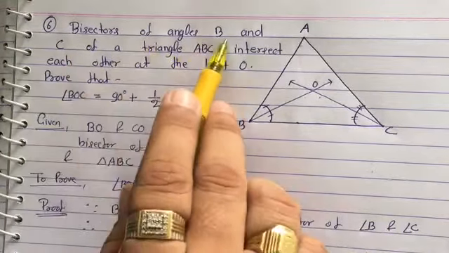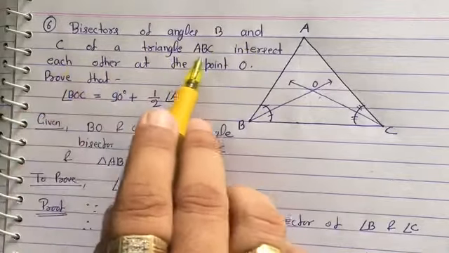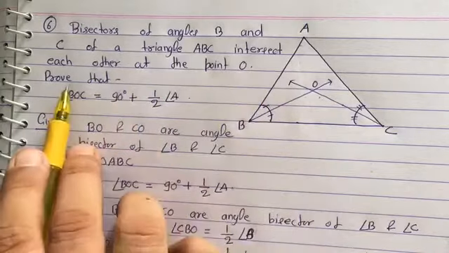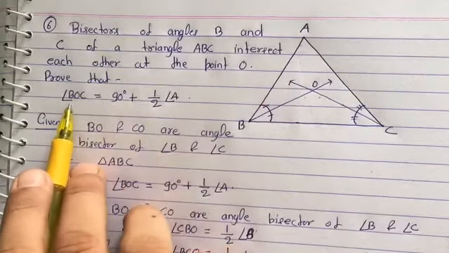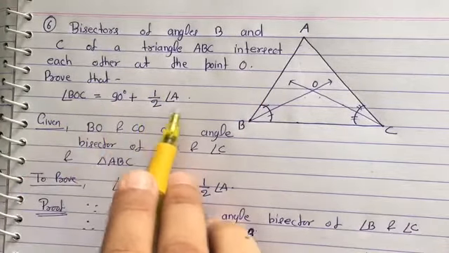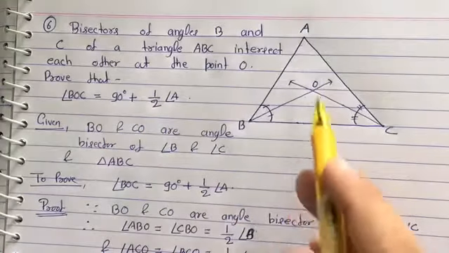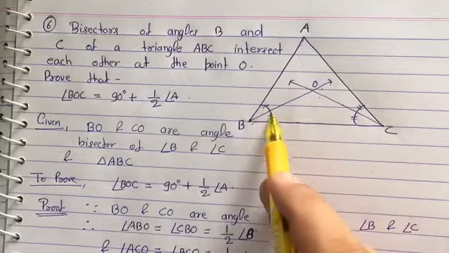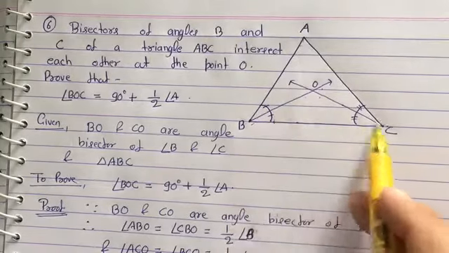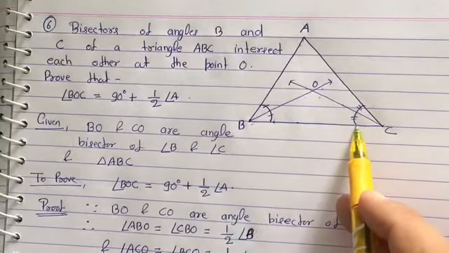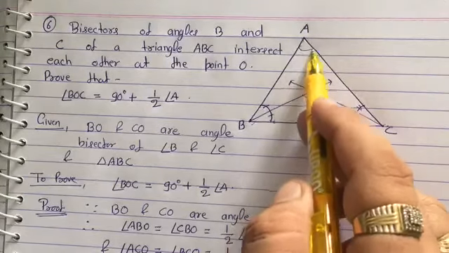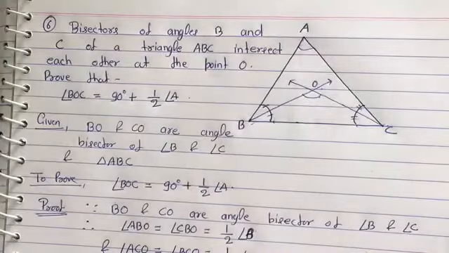Bisectors of angles B and C of a triangle ABC intersect each other at the point O. What we have to prove? We have to prove that angle BOC is equal to 90 plus half angle A. This is the figure, triangle ABC. BO is a bisector of angle B. CO is a bisector of angle C. We have to prove this angle BOC is equal to 90 plus half angle A. Clear?